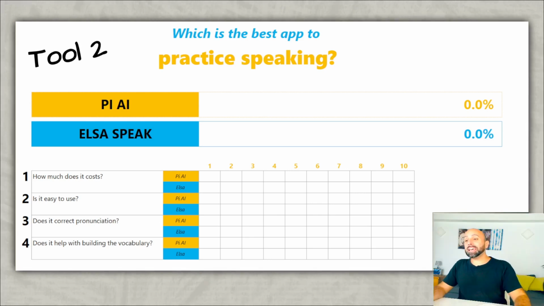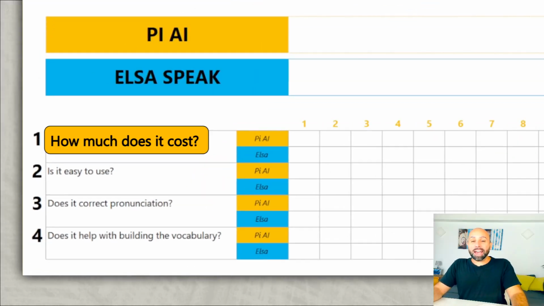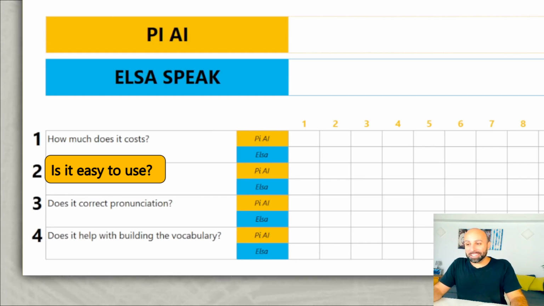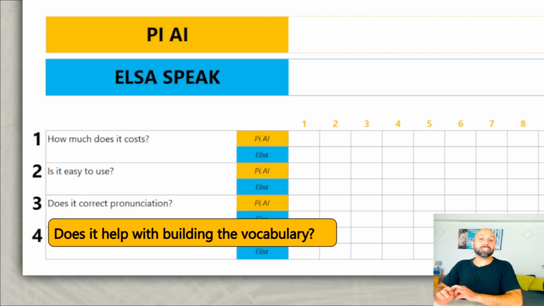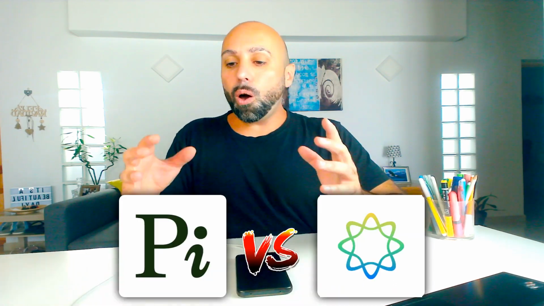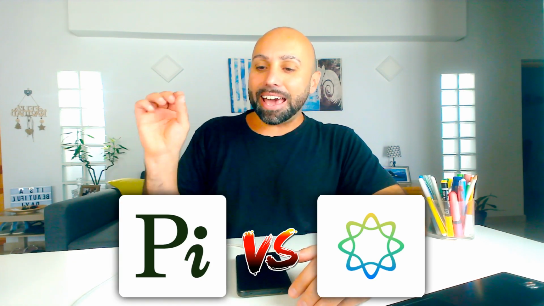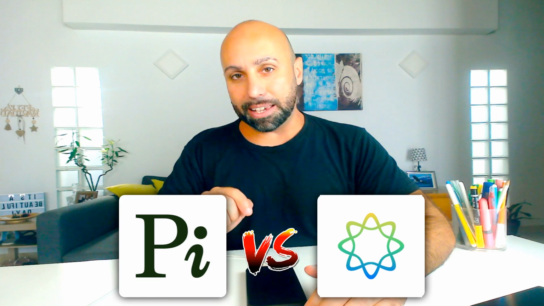I prepared three special tools. The first is my phone, and I'm ready to try these apps to see which one performs best. The second is a tool that I created personally to measure the two apps in terms of how much they cost, how easy they are to use, if and how they correct your pronunciation, and how much they help to build your vocabulary. This should definitely be enough so that we can understand which one is the real king of the AI apps to train your speaking skills.